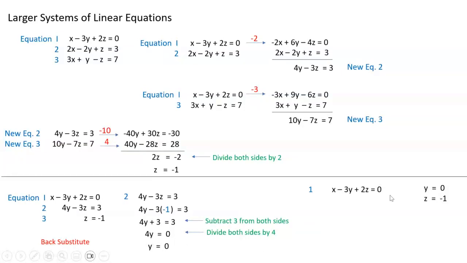Now I'm going to go to equation 1 and plug in 0 for y and -1 for z, and just simplify. So I get x minus 2 equals 0. We add 2 to both sides. So x equals 2. So this is my solution. (2, 0, -1) is my solution where they all intersect.